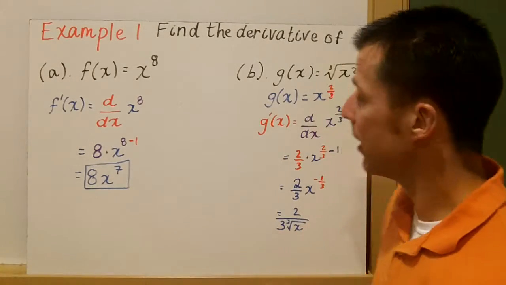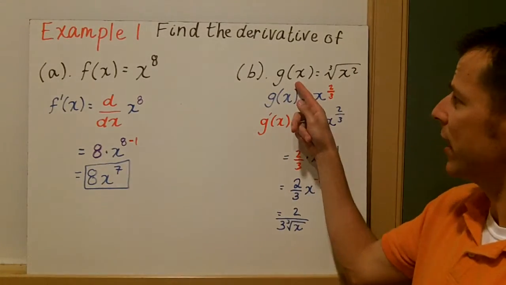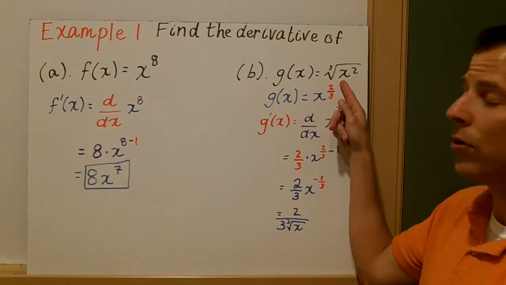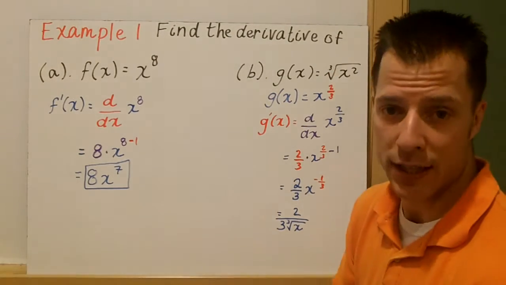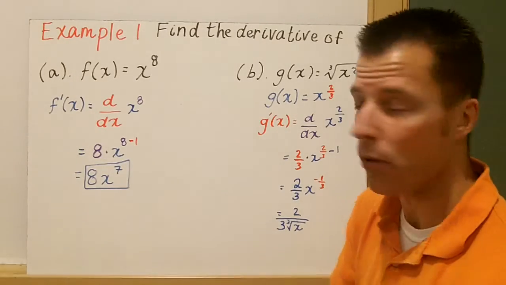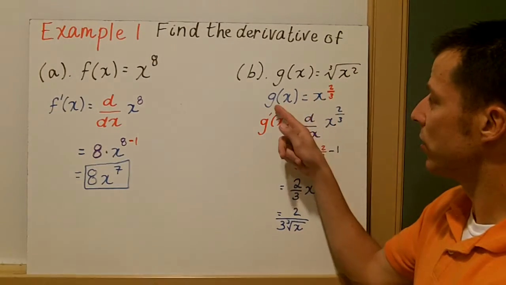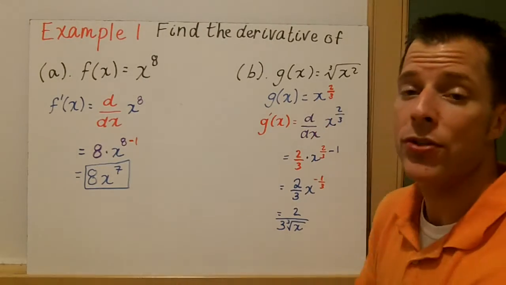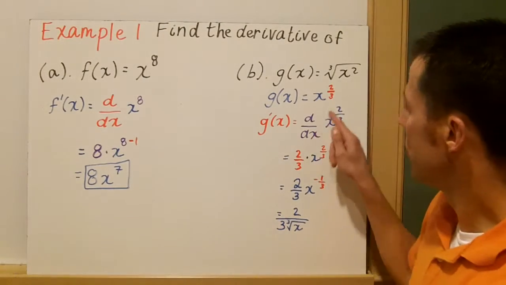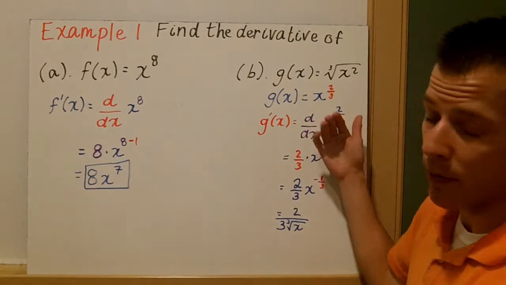Let's look at the second example. Now we have g of x is equal to the cube root of x squared. So before we begin taking the derivative, let's just rewrite this using exponents. So we'll get rid of the radical. So g of x is equal to x to the 2/3 power. So now let's apply the power rule. The 2/3 is going to get brought out front.